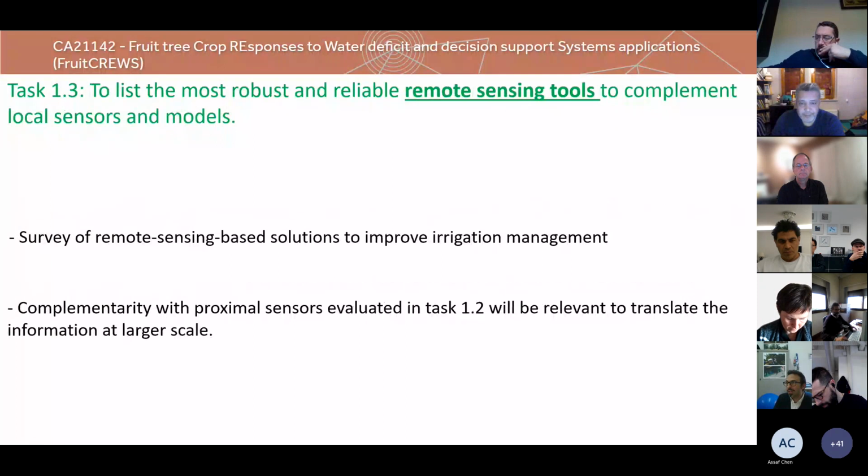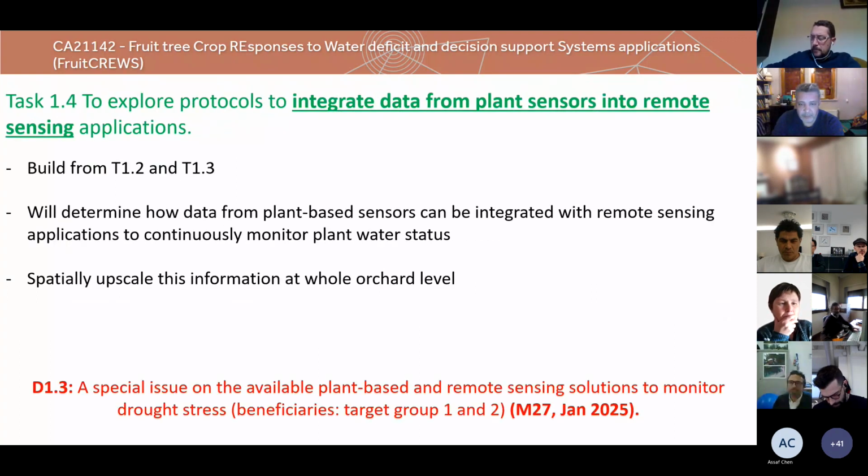Task 3 is linked to the remote sensing tools. So in addition to the proximal, we want to try to expand this information also using remote sensing tools in order to increase the scale and the spatial resolution of the information.